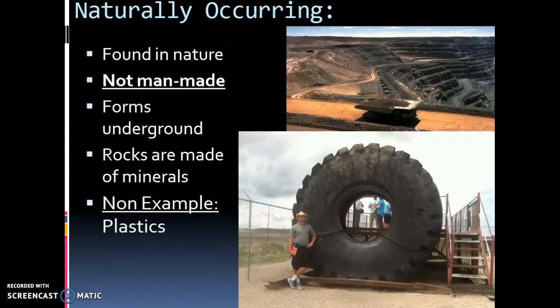So when I say naturally occurring, it has to be found in nature. We have to be able to go out somewhere on Earth and just pick it out of the ground. It cannot be made in a lab. So things like plastics would not be considered a mineral because we have to make those in a lab. So anything that we find first in nature, or find out in the ground somewhere or outside, just happening to be there, is naturally occurring.